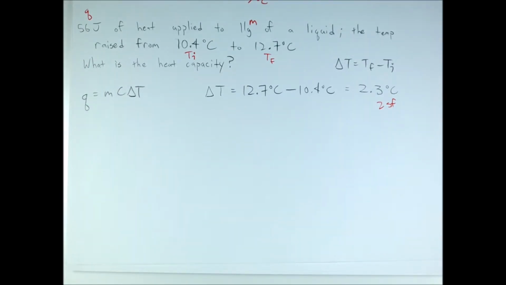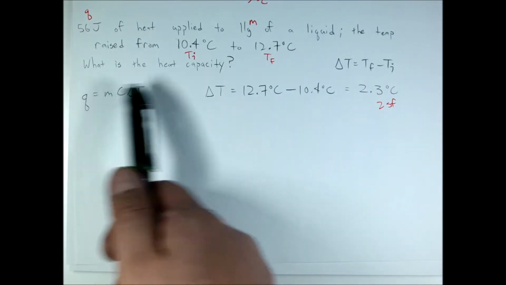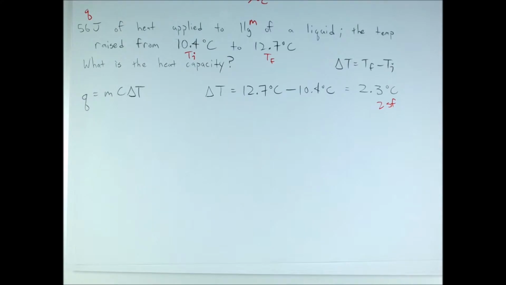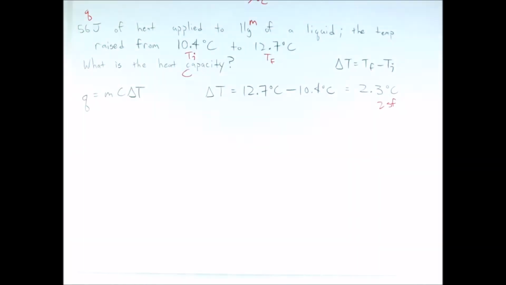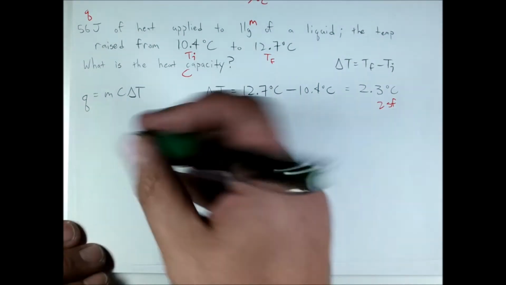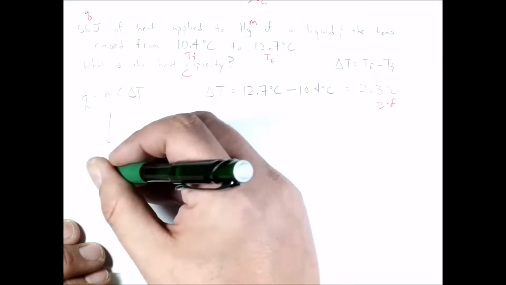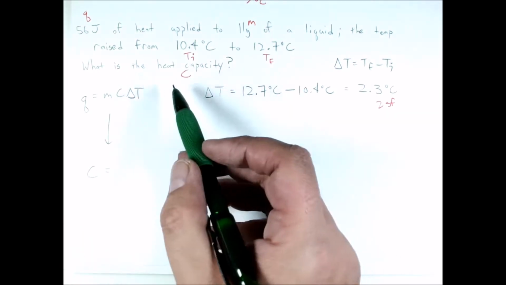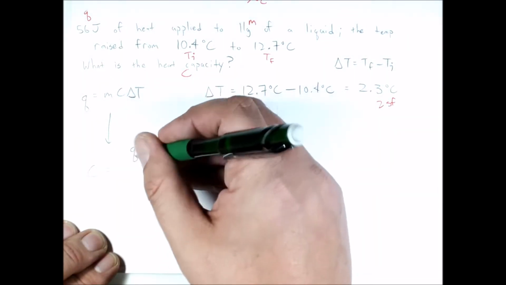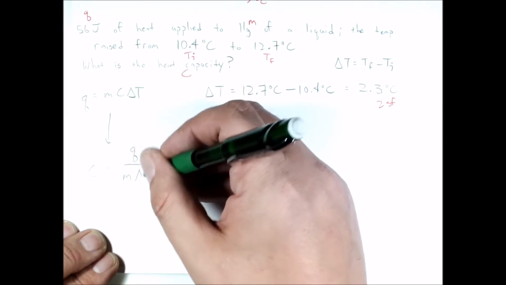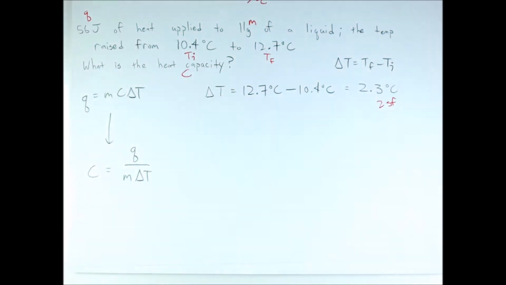All right, now that we have everything that we need, I'm going to go ahead and solve for the correct variable. Which variable should we be solving for? C, because that's what the question is asking for, right? What is C? So here we have C is equal to, all right, I need to bring these terms down. So I end up with Q over M delta T.